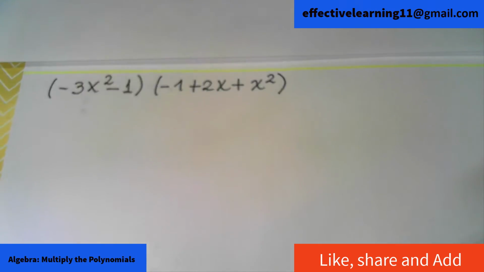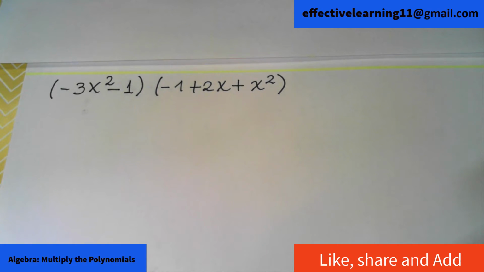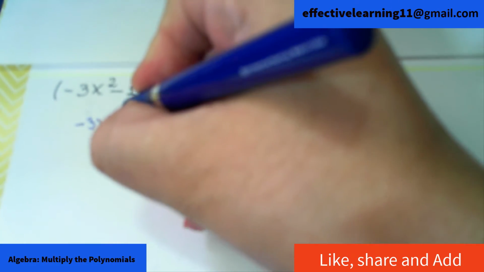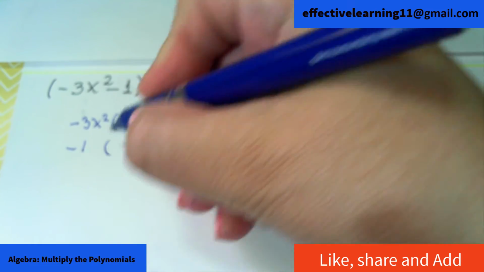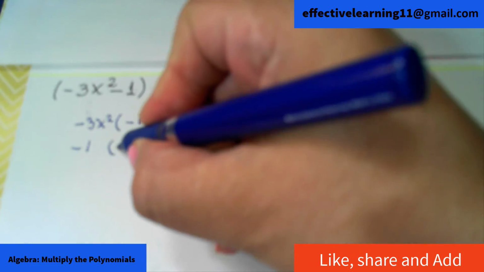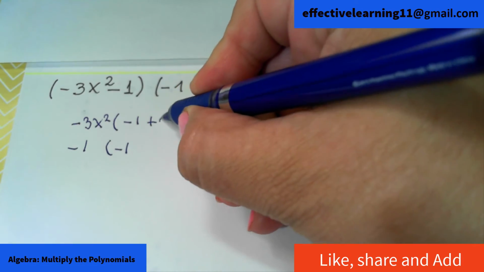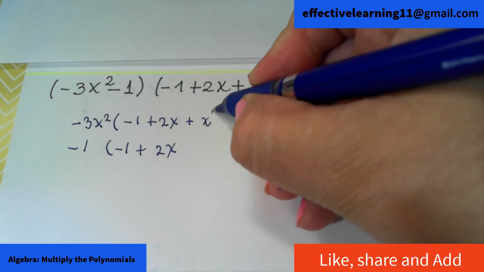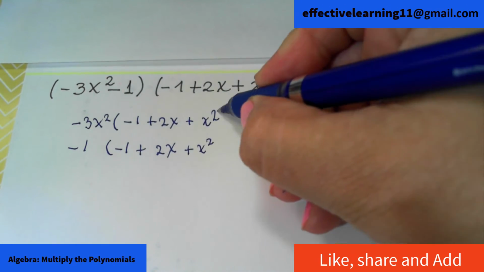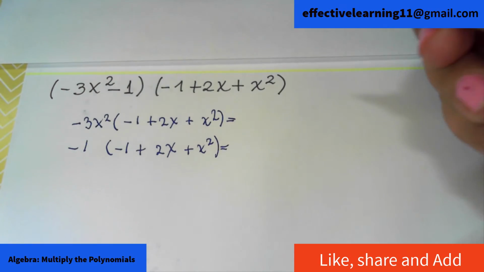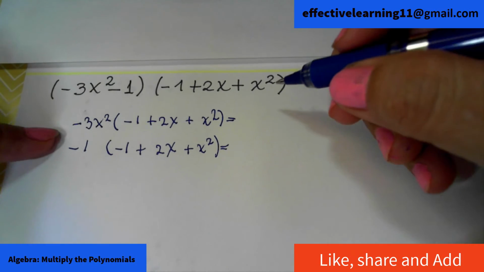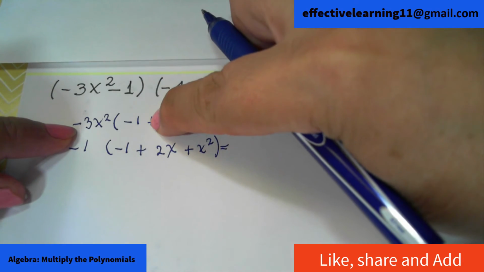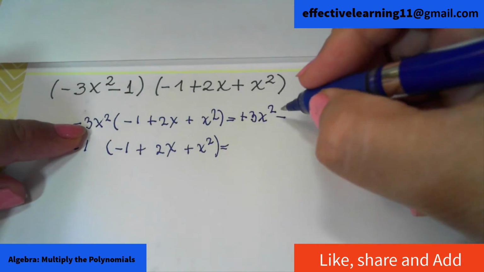Look at this. We are going to apply a similar rule. So negative 3x squared, I'm going to multiply a negative 1 too. We are going to multiply with the full expression: negative 1 plus 2x plus x squared. We close the parentheses and we multiply. Okay, so negative 3x squared and negative 1 is positive 3x squared. Negative and positive now is negative. 3 times 2 is 6.